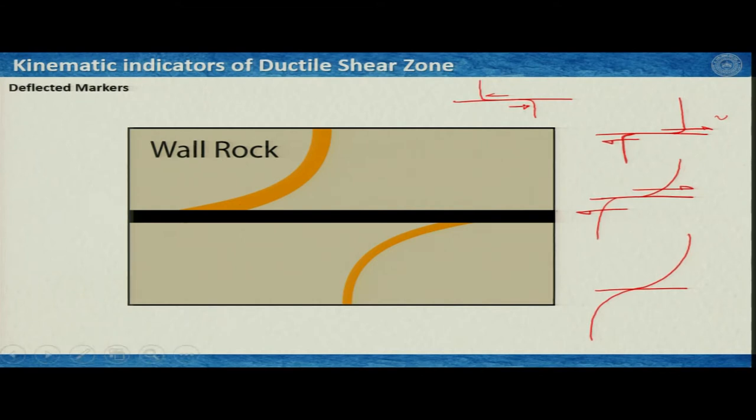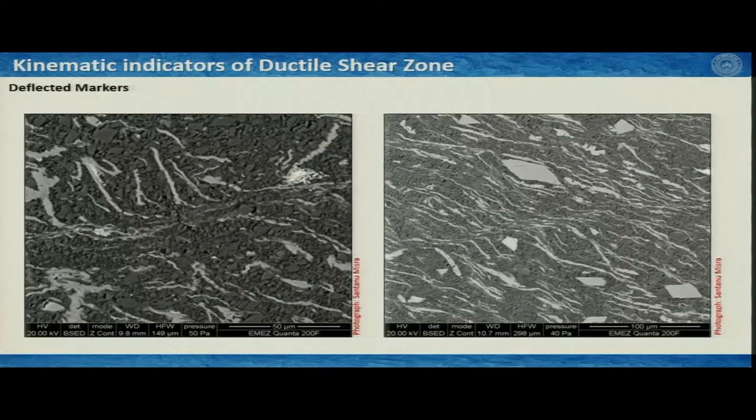And this is how you finally conclude it, but don't do it mechanically. You understand the mechanics, you understand the kinematics, and out of that you conclude it. But if you really don't have any clue, then this is something that you can use as shear sense indicators from deflected markers. Let's have a look at some examples.